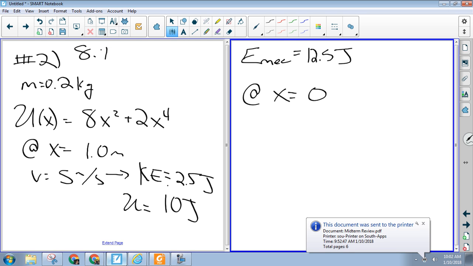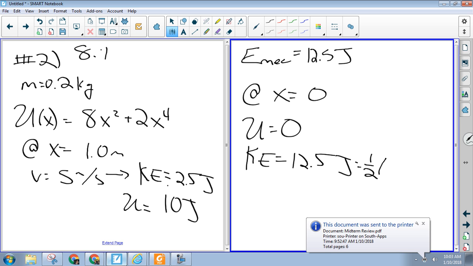So Evan, why don't you see if you can kind of pick it up from here. So if we're at the origin, what do we know? Or what can we find, I guess? Yeah, the potential energy is going to be 0, right? So that means that my kinetic energy has got to be 12.5 joules, right? Follow, you guys? So that's equal to 1/2 of the mass times the velocity squared, so solve for your velocity and you get your answer.